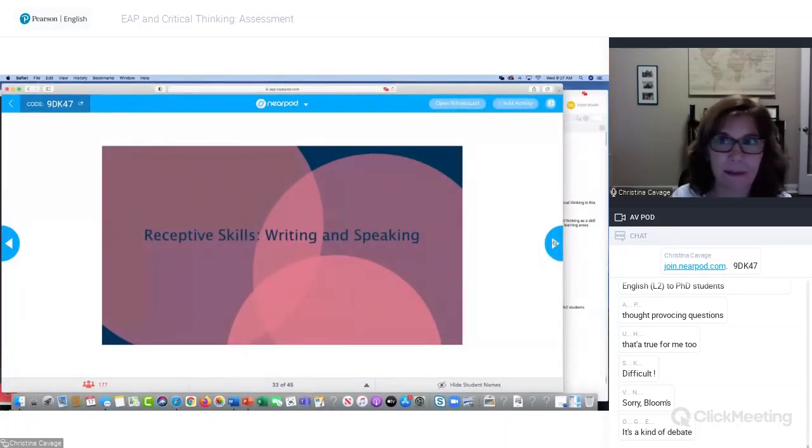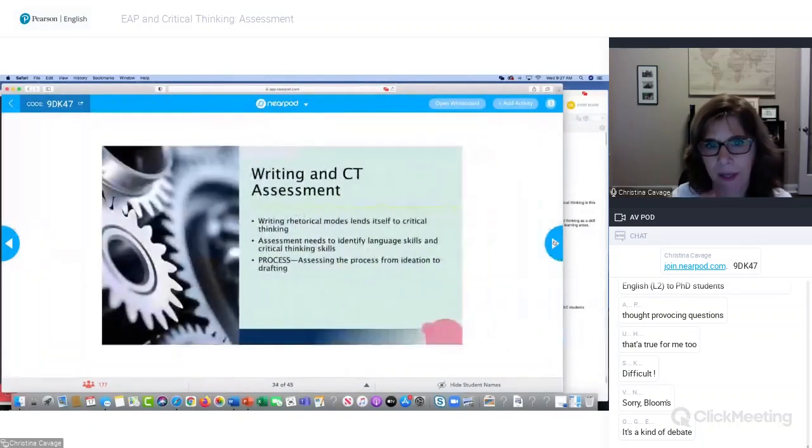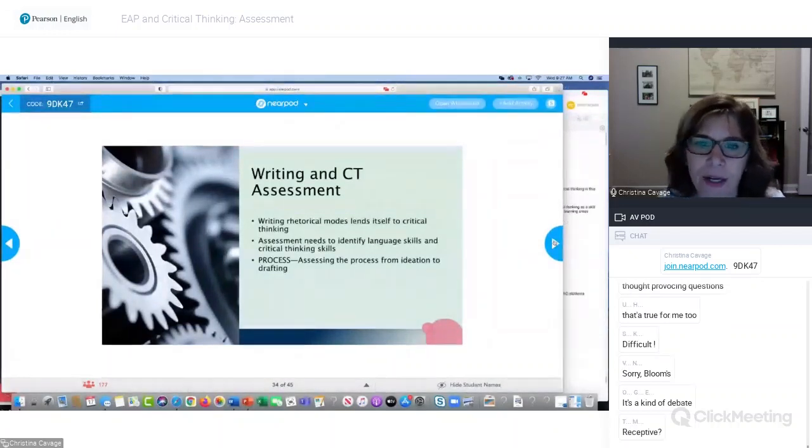But how about those productive skills? How about the writing and speaking? Obviously writing and the rhetorical modes we teach, like compare, contrast, cause and effect, these really lend themselves to critical thinking. By themselves, they're naturally critical thinking developers, right? But the assessment then needs to identify the language skills and the critical thinking skills. So once again, really thoughtfully separating these out on a rubric.